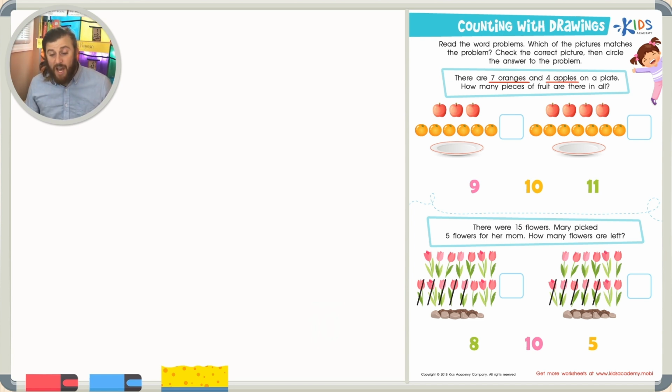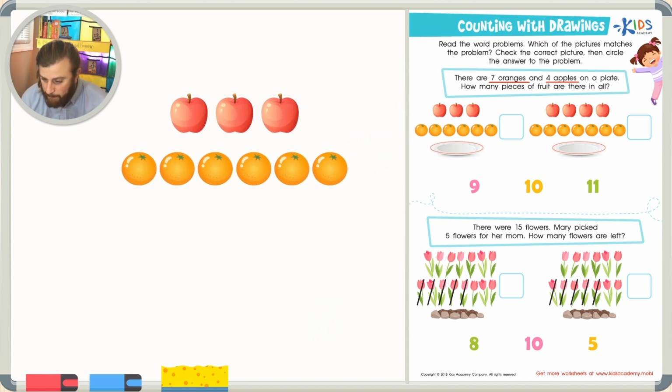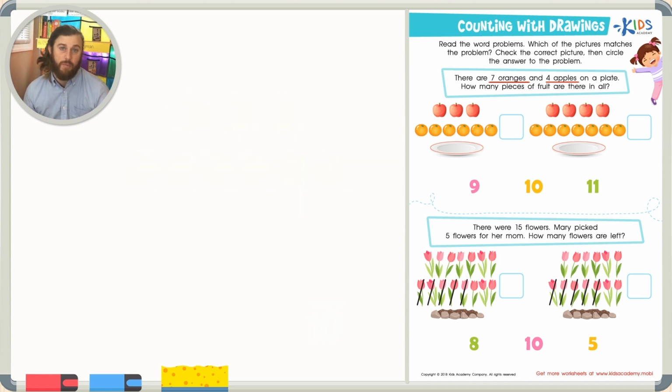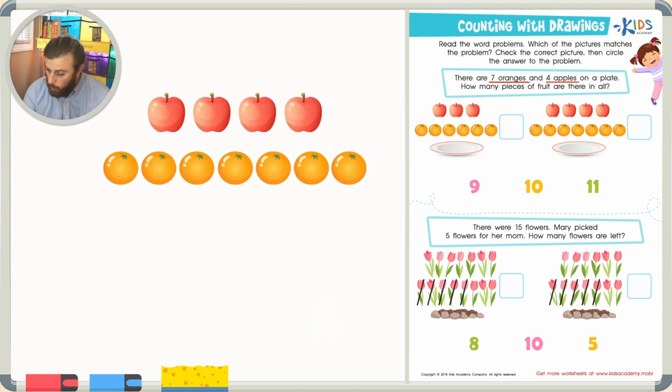Well, let's count how many oranges there are. We know we want 7 oranges. So let's see if the first picture has 7 oranges. 1, 2, 3, 4, 5, 6. So we know this can't be correct because the picture doesn't have 7 oranges. Let's make sure the second picture has 7 oranges. 1, 2, 3, 4, 5, 6, 7.